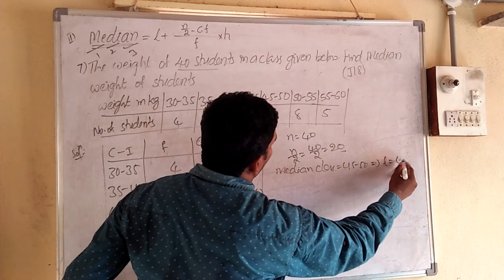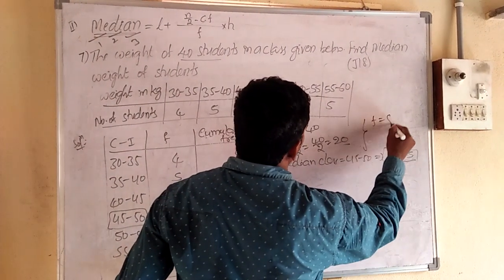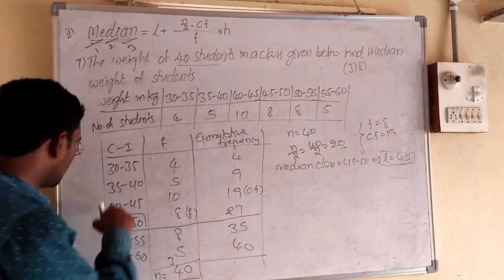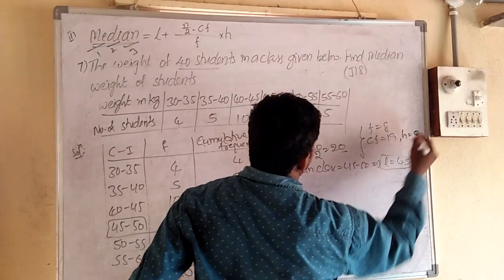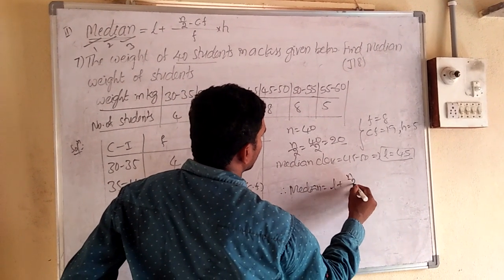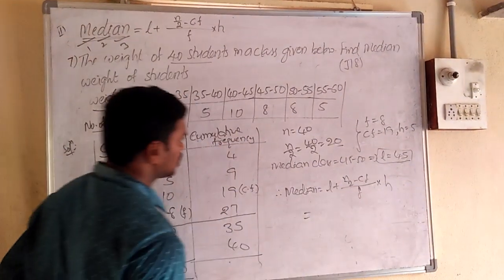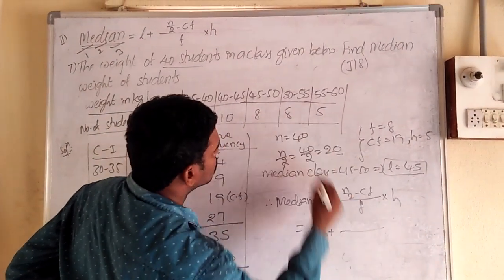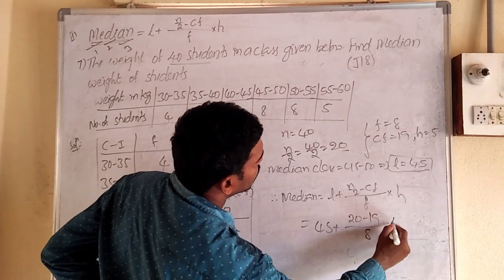So that implies L equals what? 45. Okay. What is the F value? 8. F value 8. What is the CF value? 19. CF value 19. What is H? The height of the class size: 30, 35, 40, 45, 50 means H value is 5. Therefore, median equals the formula L plus n by 2 minus CF by F into H. So L means what? 45 plus n by 2 value 20 minus CF value 19 by F value 8 into H 5.